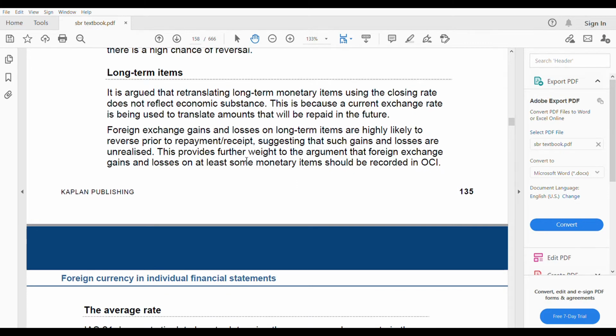So maybe the receipt or the repayment you have to do regarding a liability, or you're receiving something, you will be receiving it in the future, right? Long term. So that's why the foreign exchange gains and losses are actually not realized. They are unrealized. Understanding? So that means they are giving more attention. They are saying it's better to provide under OCI, at least on some monetary items. Because we said monetary items are recorded in the profit and loss account, but they are saying it is better to provide at least some of them under OCI.